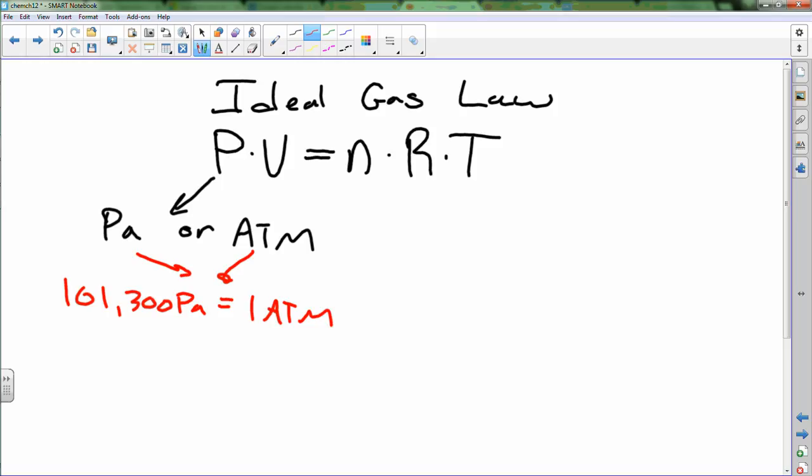Okay? So whether you use pascals or atmospheres is going to determine what other number you use, as we'll talk about in a minute, but it's easy to convert between the two as well if you know this conversion factor.